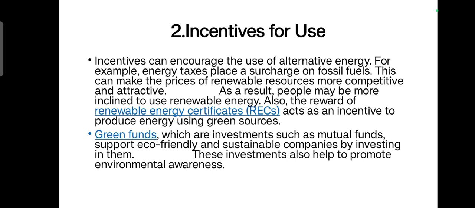Also, renewable energy certificates act as an incentive to produce energy using green sources. Green funds, which are investments such as mutual funds, support eco-friendly and sustainable companies by investing in them. These investments also help to produce environmental awareness.